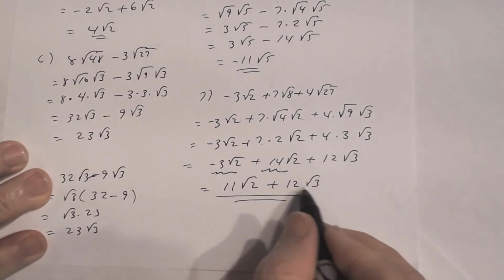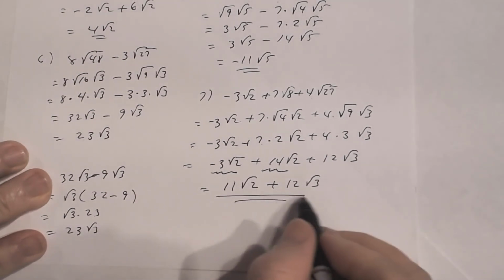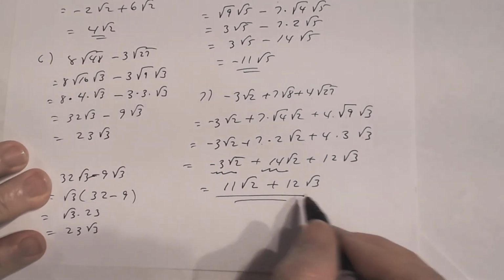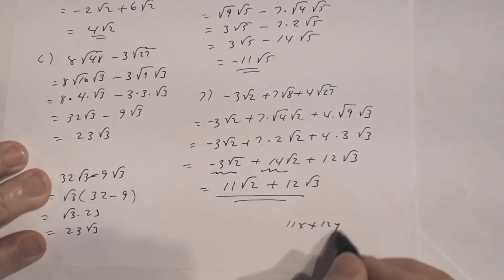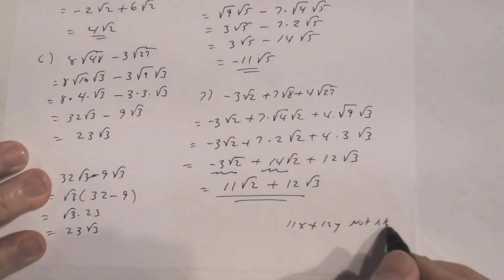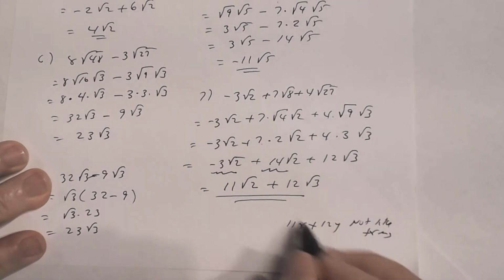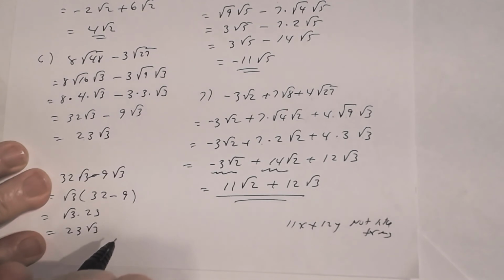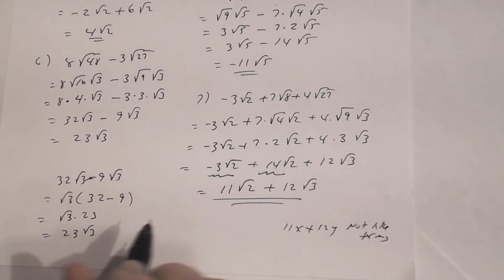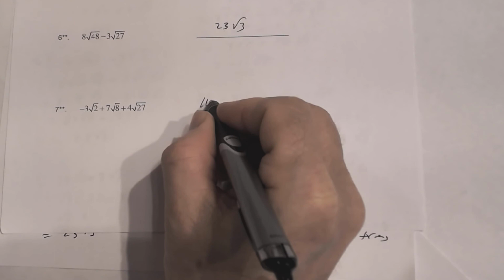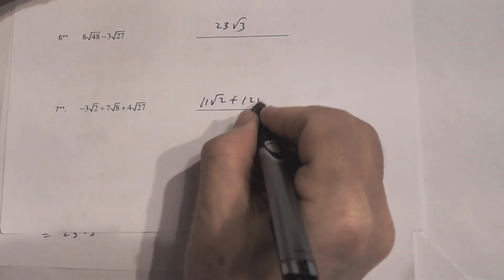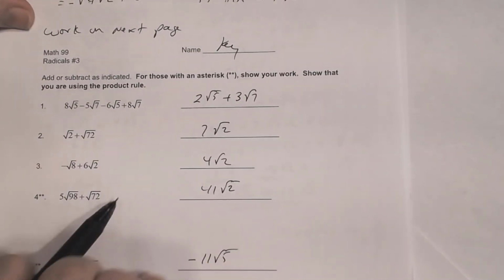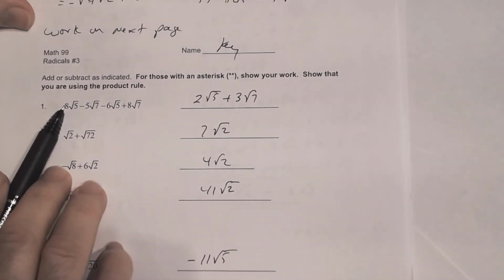That's your answer. These are not like terms because that's the square root of 2 and that's the square root of 3. So it's like saying 11x plus 12y. You know that those are not like terms, so you can't combine those. Okay, so that's the idea there. Okay, so that's the answer to number 7. So number 7, we have 11 square root of 2 plus 12 square root of 3. All right, and so that's going to be the key to radicals number 3.